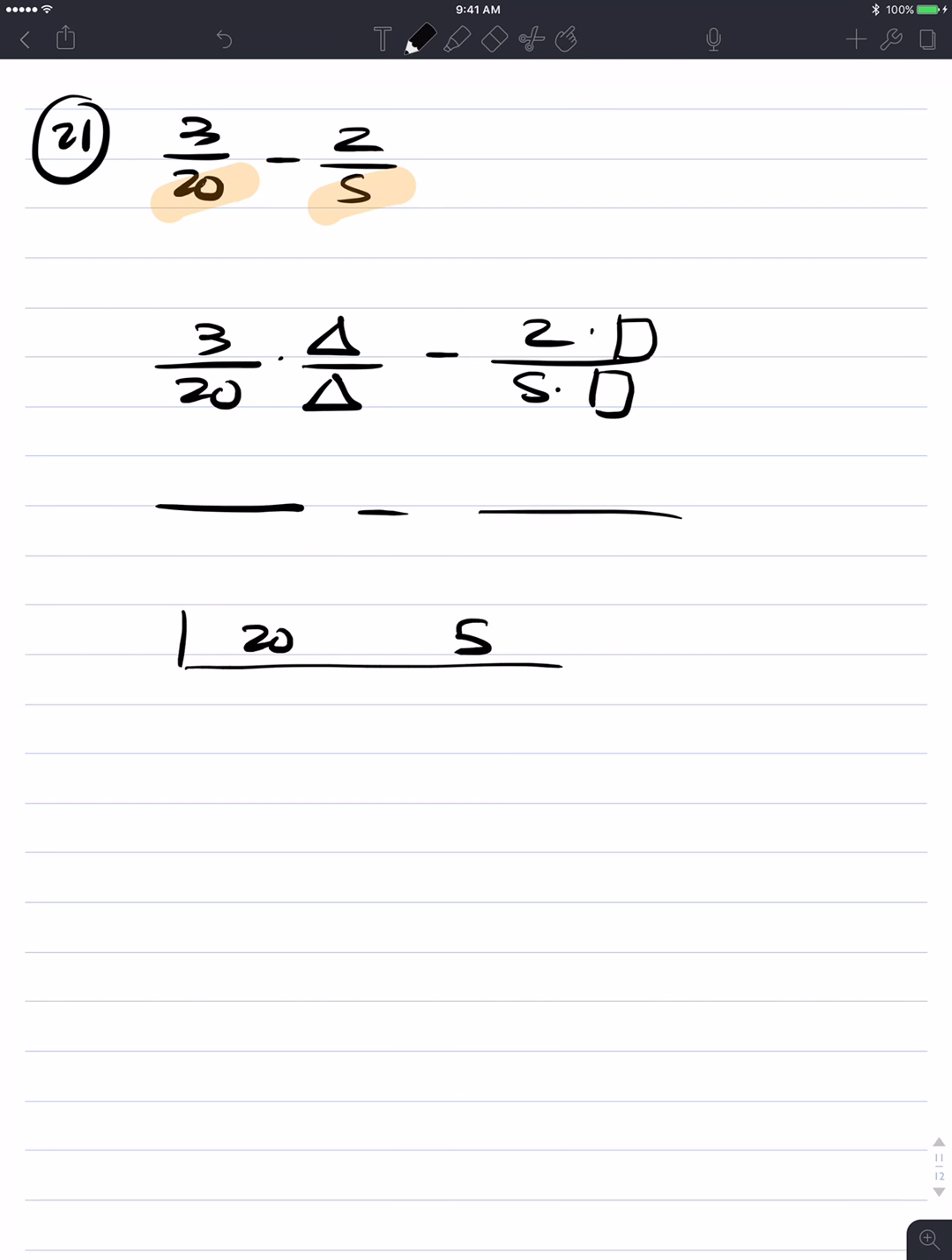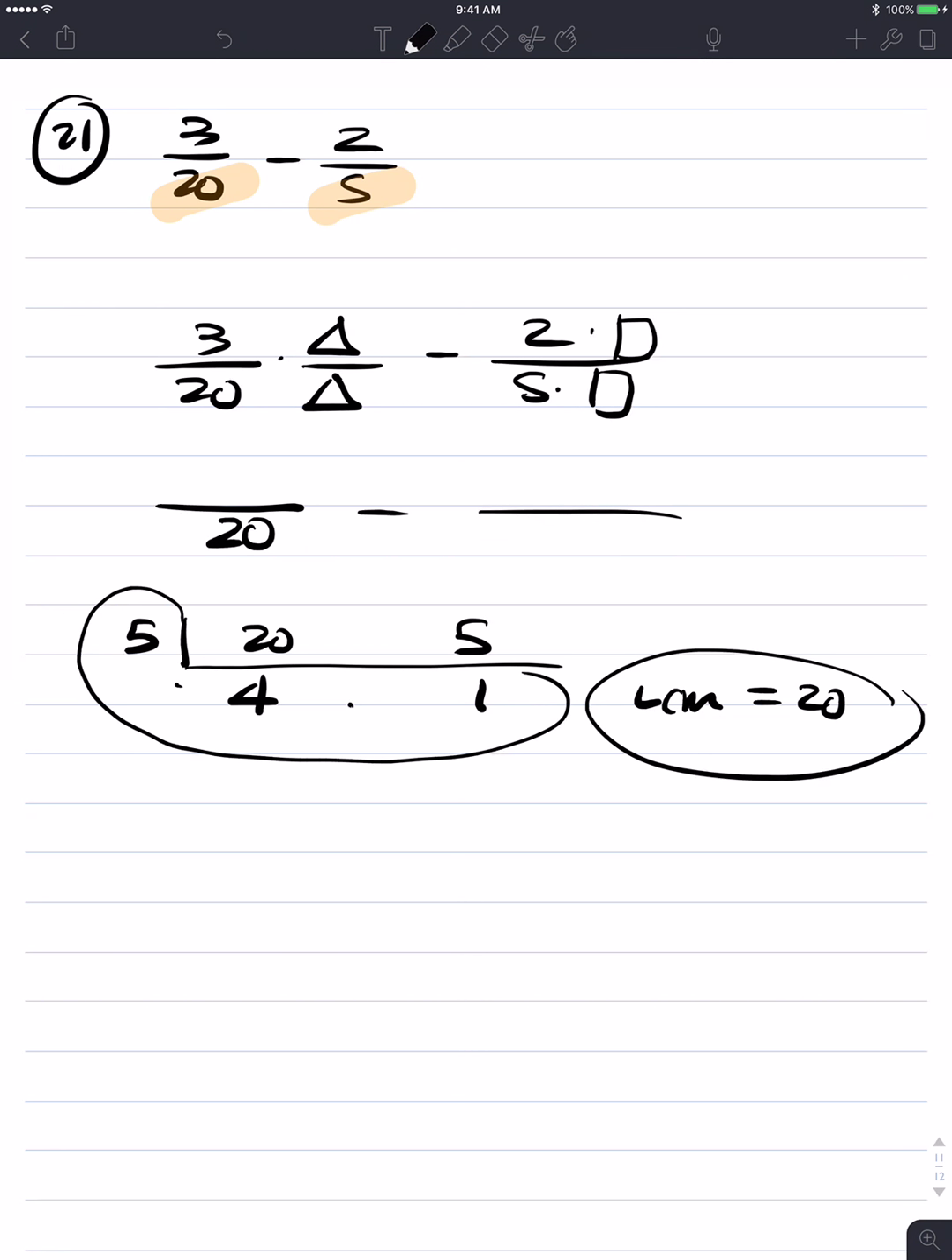Give me a prime that goes into both of these numbers. You might say 5. 5 goes into 20 4 times with a 0 remainder. 5 goes into 5 1 time with a 0 remainder. We're going to repeat the process. Give me a prime that goes into both of these numbers. 2 goes into 4 with a 0 remainder, but 2 does not go into 1. There are no primes. What this means is if I multiply these numbers, 5 times 4 times 1, I find my LCM to be 20. 20 goes down here and here.